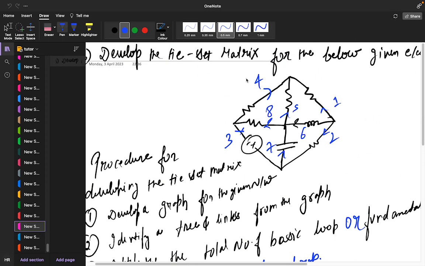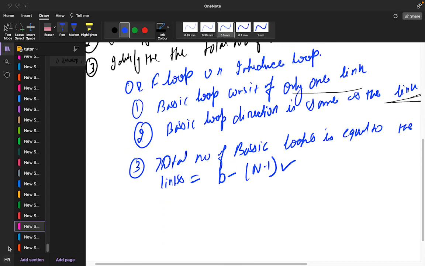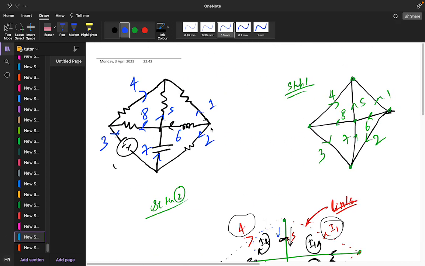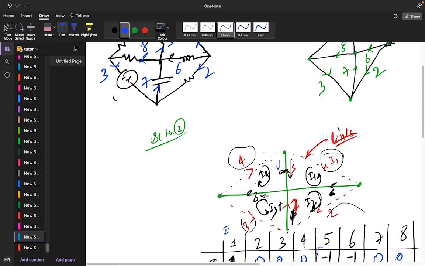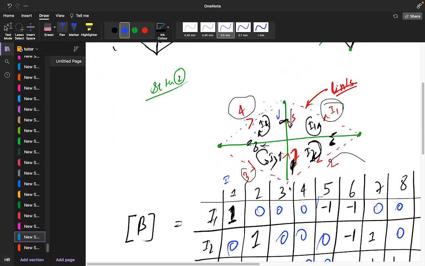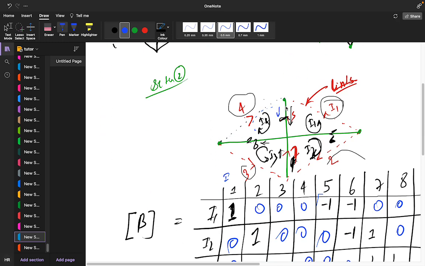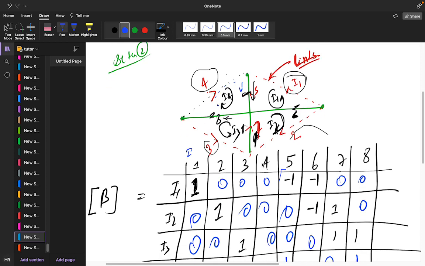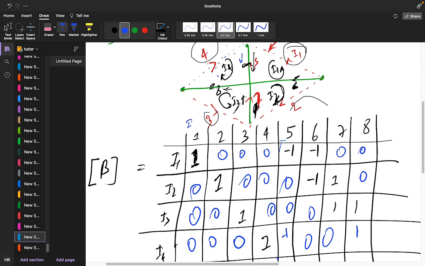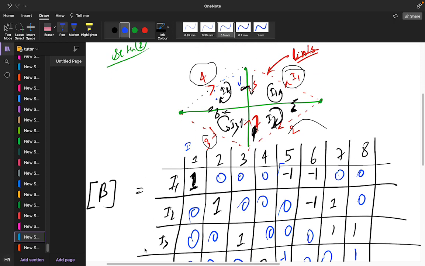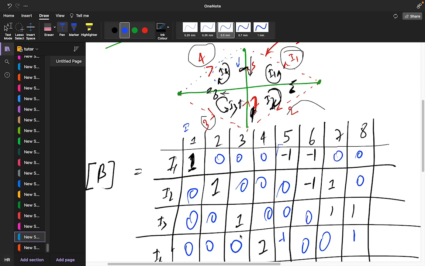And I taught you how to find the Tieset matrix, the procedure of this Tieset matrix. So you need to first find the graph, then you have to draw one tree, then co-tree means the links. Then you have to make the current directions with respect to the links only, and write the links like this. Then you are getting the diagonal elements. You cannot write I1 first and then I3 first, or you will not get the diagonal.